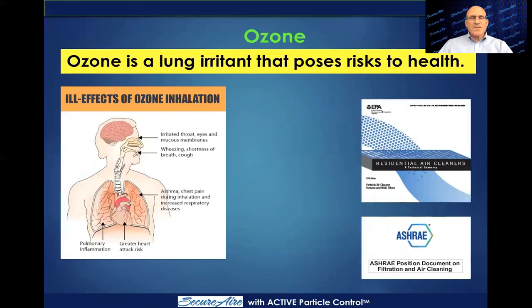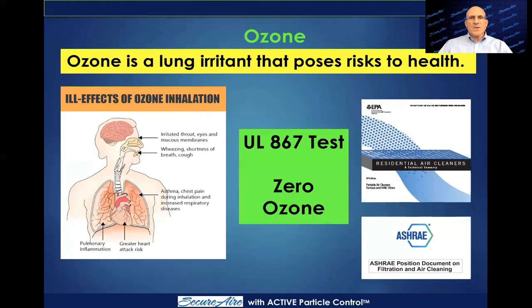So this information is available online for you to read. And if you look at the journals I've referred to you in the last section, with the EPA document on residential air cleaners and the ASHRAE document, you'll find plenty of information about this. And the test that we prescribe to is the UL 867 test. When that test is done, you're measuring ozone 1 inch from the downstream side of the filter, or in our case, the cartridge, and we produce 0 ozone.